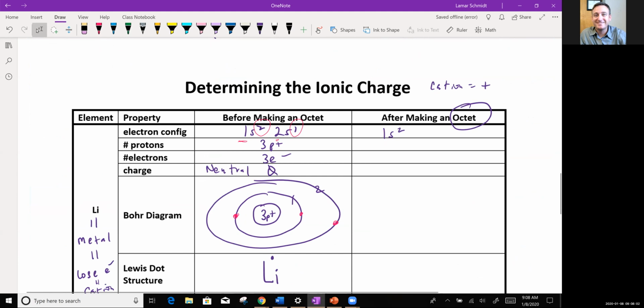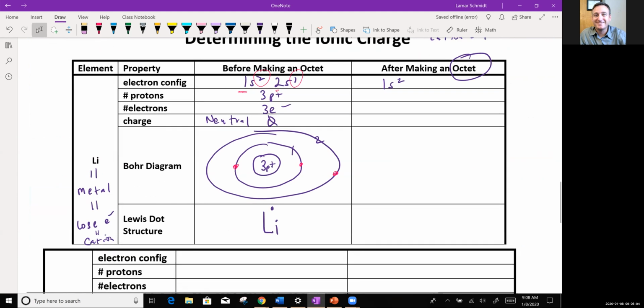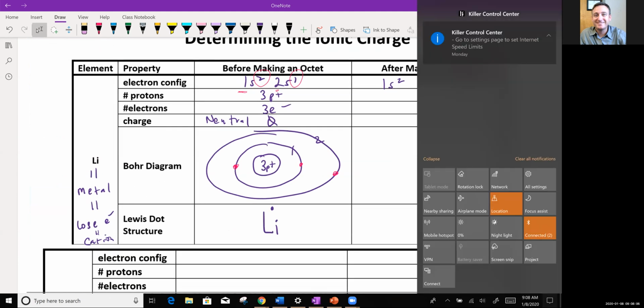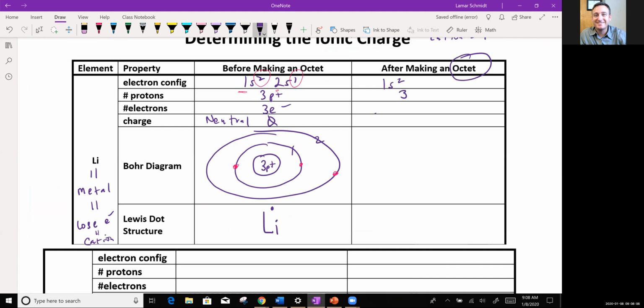All right, so 1s2. How many protons does lithium have? Well, that never changes. It says 3 plus. How many electrons now? If you count your electron configuration, it has 2 electrons.